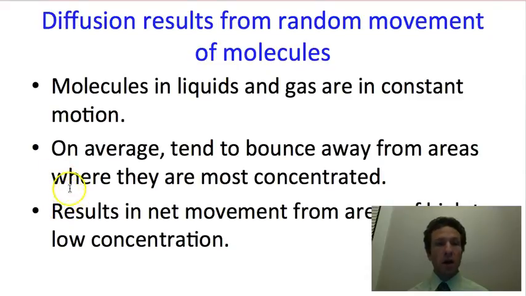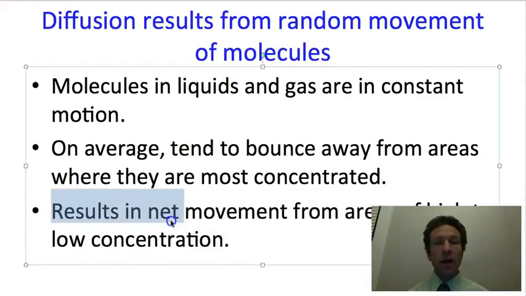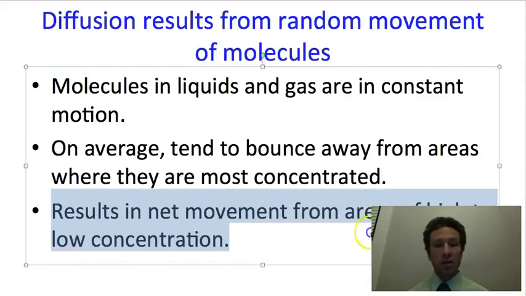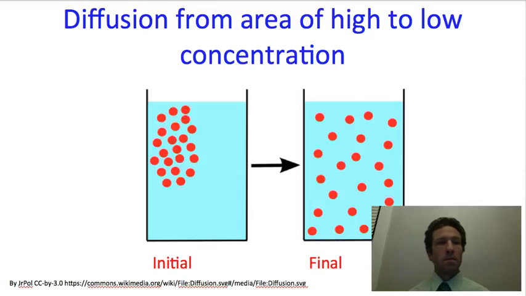Because molecules are on average bouncing away from areas of high concentration, over time we are going to see that the result is a net movement from areas of high concentration to areas of lower concentration of that substance. And this is what that would look like in the diagram. Initially, we have all of the molecules together. Over time, they are going to be approximately equally spread out, or at least randomly spread out in the solution.